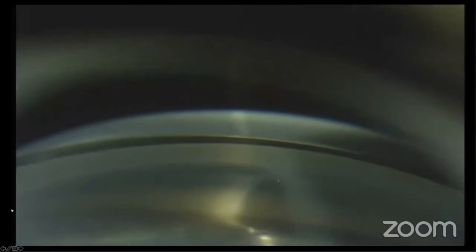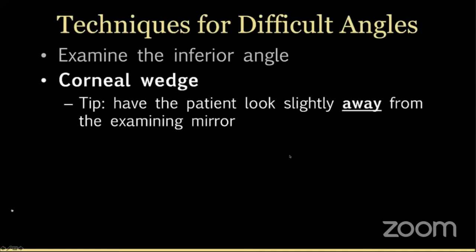This is an eye where the angle is almost closed, and you can see that Schwalbe's line is right here just above the iris. And in this eye, the angle is closed. The two lines run parallel off into the distance like railroad tracks. One tip to find the corneal wedge is to have the patient look slightly away from the examining mirror. That allows you to look more onto the cornea.